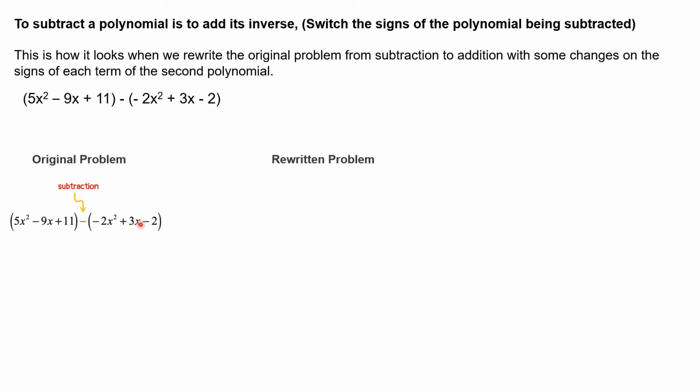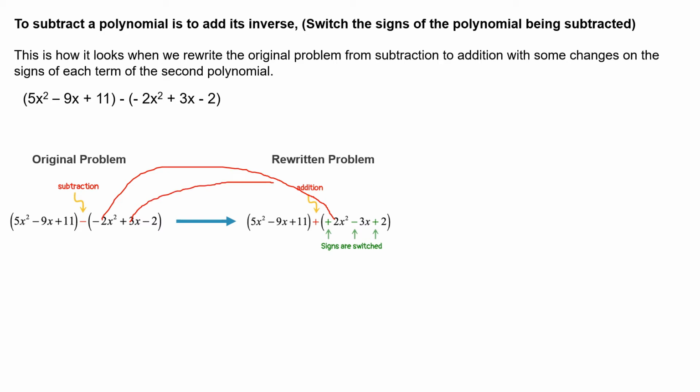Before you proceed in solving them, this second polynomial, or the subtrahend, must be multiplied with the negative sign here, or the minus sign. So it's like the sign will just be the inverse. This negative 2 became positive 2, and then positive 3 became negative 3, and negative 2 here became positive. So all the signs of the second polynomial, or the subtrahend, change to its inverse.